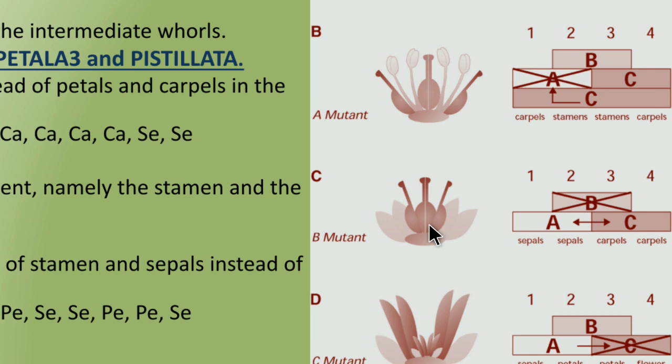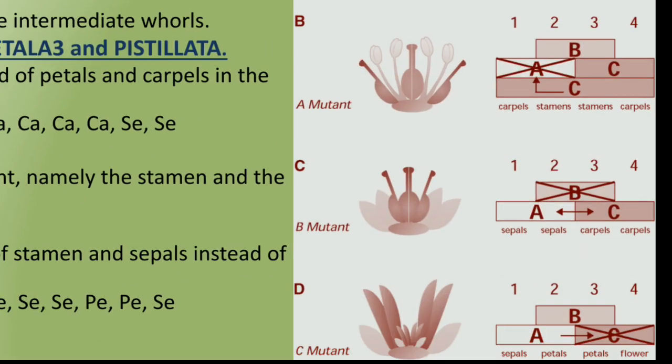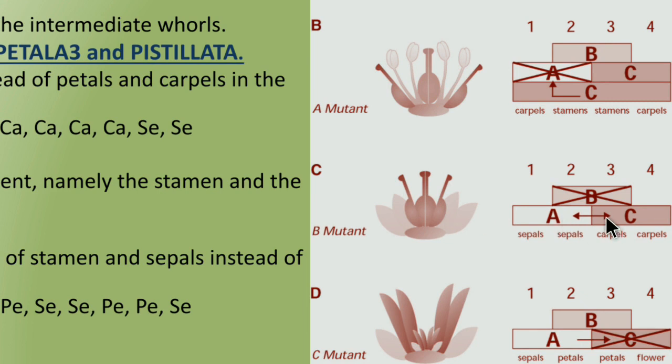apetala3 and PISTILLATA control the development of the petals and the stamens. Similarly, here apetala2 controls the development of the sepals and the petals, getting influenced by apetala3. Now here the formula changes again in the apetala3 and the PISTILLATA. So here there will be the sepals, sepals, carpels, carpels, carpels, carpels, sepals, and sepals. So this is what the thing.